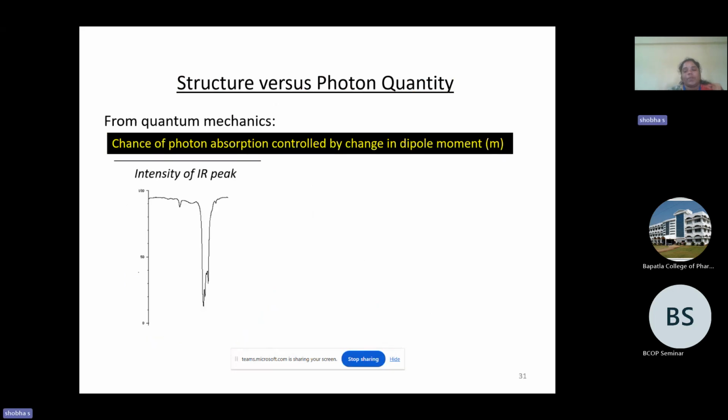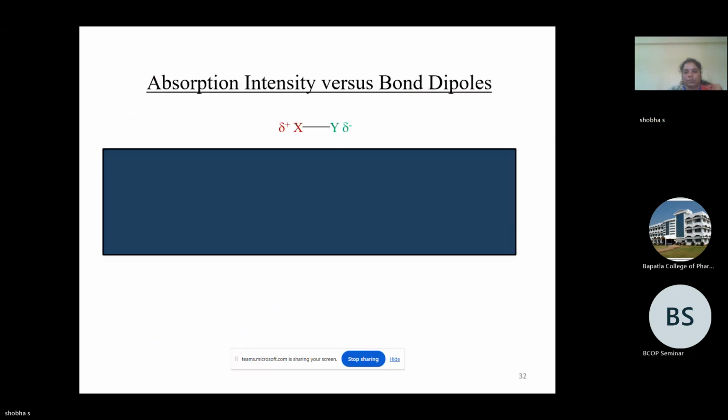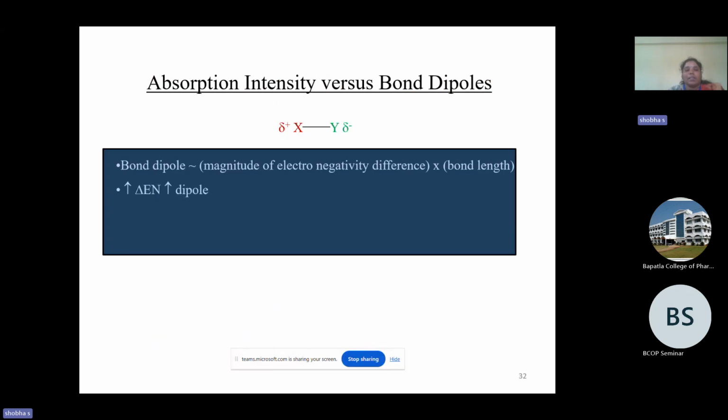Mainly, I told you that for IR, the compound definitely needs to have a dipole moment, then only it will show a spectrum. Otherwise, it won't show anything. There is no stretching or bending, and no spectrum for those compounds. Mainly, the magnitude of the electronegativity difference multiplied with the bond length is the only thing happening in IR.